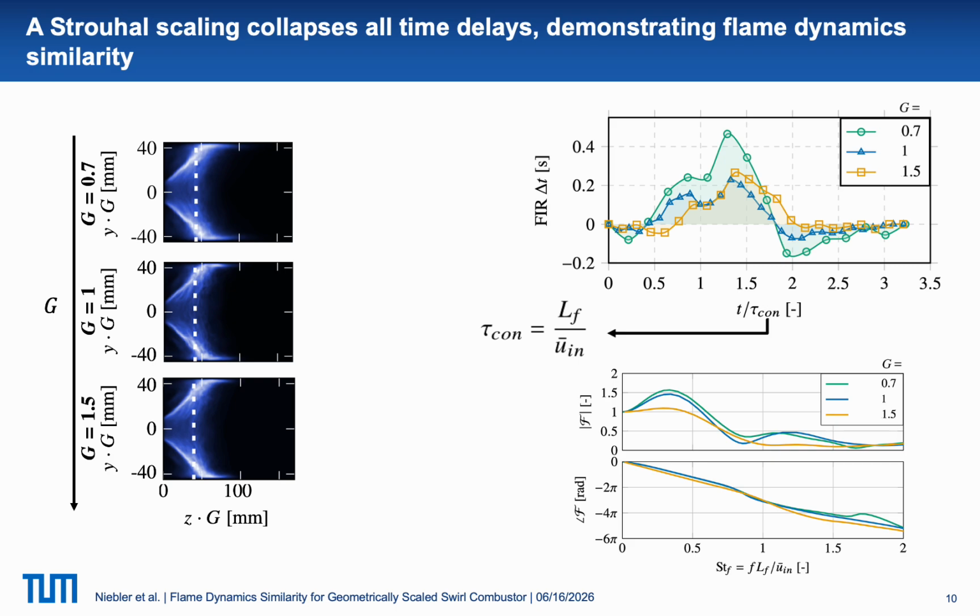And with that, we can indeed rescale all the peaks and troughs that we see in our finite impulse response. And this also results in a perfect scaling of the phase of the flame transfer function, and as well of the location of the peaks and troughs in the gain of the flame transfer function.